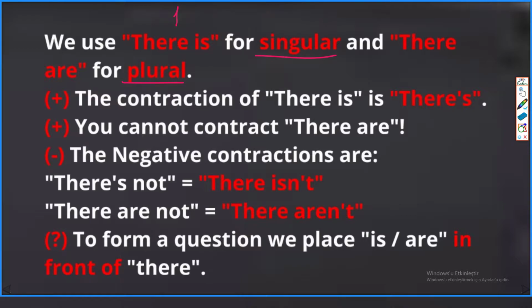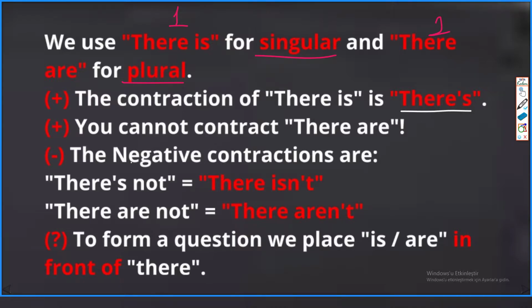Okay, there is one, there are two. In there is we have one thing, but in there are we have plenty of things: two things, three, four, but it is plural. In the positive, the contraction of there is in the short form can be there's. We can say there's a new building in my town, but we cannot contract there are.